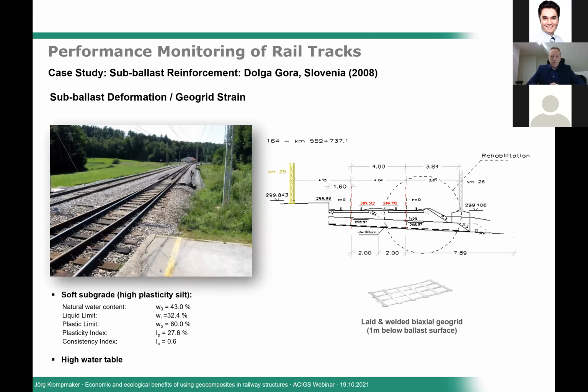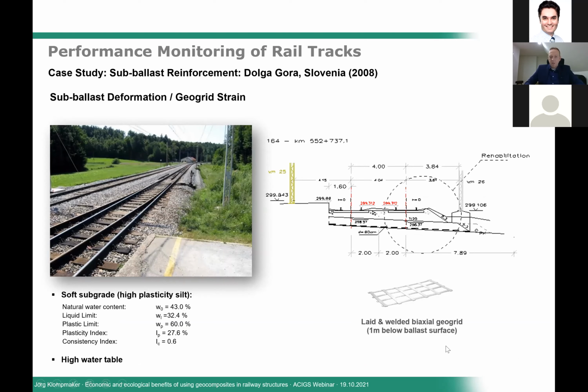Now we are moving to Europe to show another case study. This is a rehabilitation project in Dolga Gora in Slovenia, which was carried out in 2008. It was about a subballast rehabilitation, and the subgrade consisted of a high plasticity silt. Also, we had a scenario where we measured high water tables. So of course, very critical conditions for a railway structure.